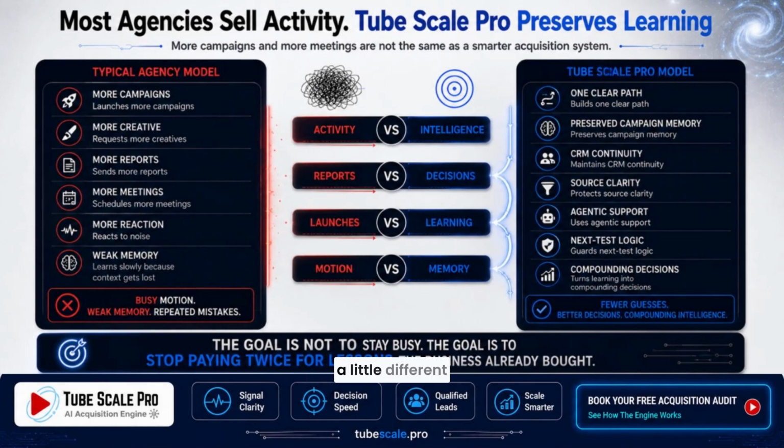And this is where it gets a little different from the traditional agency down the street. Most agencies sell activity: more campaigns, more creative, more reports, more meetings, more reaction. Activity can look productive when the business stays confused. TubeScale Pro is different because the goal is not just to launch more ads. The goal is to create an acquisition operating layer that remembers what happened and improves the next decision. The goal is not just to stay busy. The goal is to stop paying twice for lessons your business already bought. Motion is not memory.